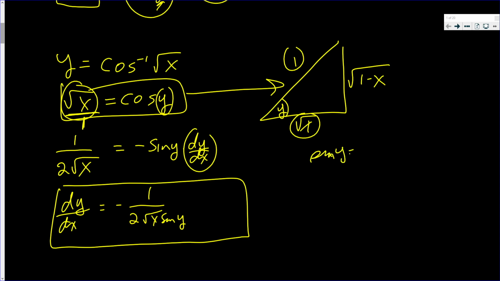Okay, now I know the sine of y. The sine of y is opposite over hypotenuse. So it is negative 1 over 2 square root of x times the sine of y, which we just learned was the square root of 1 minus x. And there is your answer.